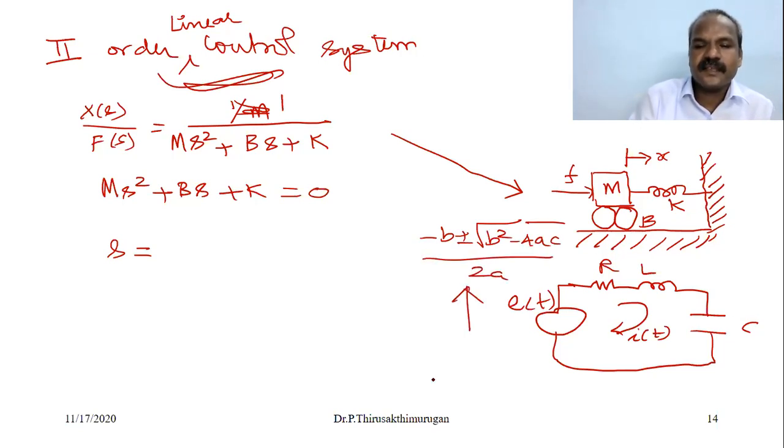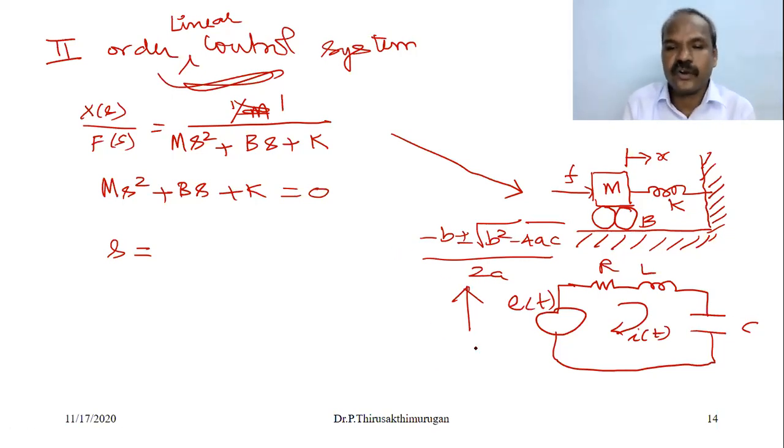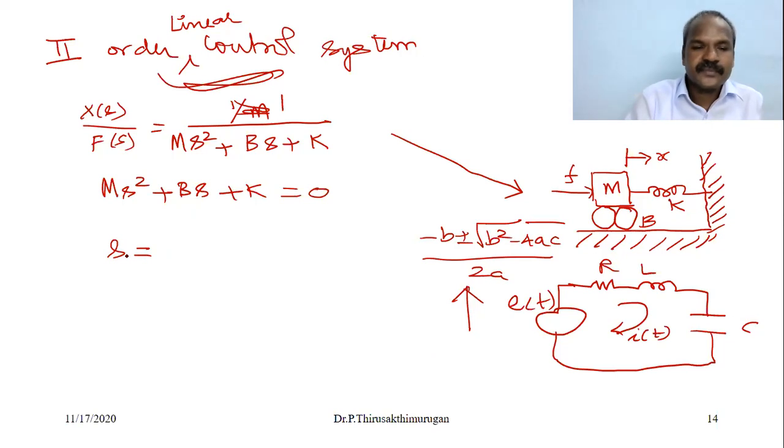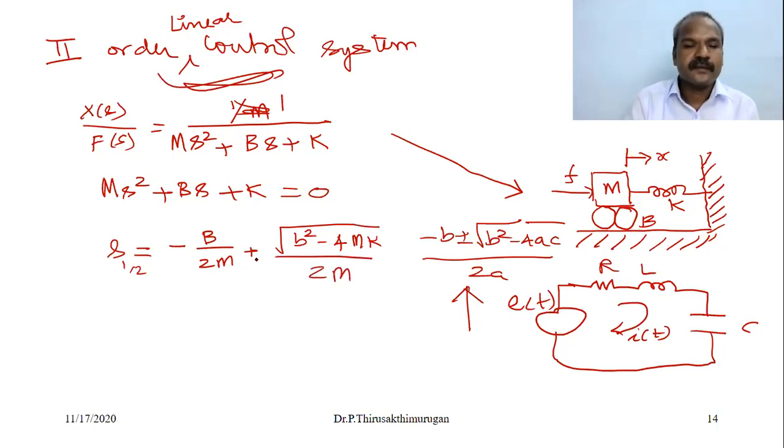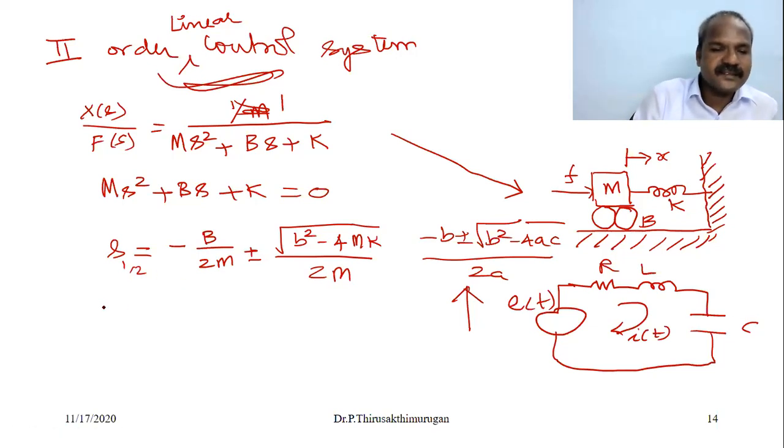So this is the expression for finding roots of a quadratic equation. So we can use the same thing here. So what is s1? s1,2 will be minus b by 2m plus or minus the square root of b square minus 4mk, divided by 2m. So s1 is, let us separate.